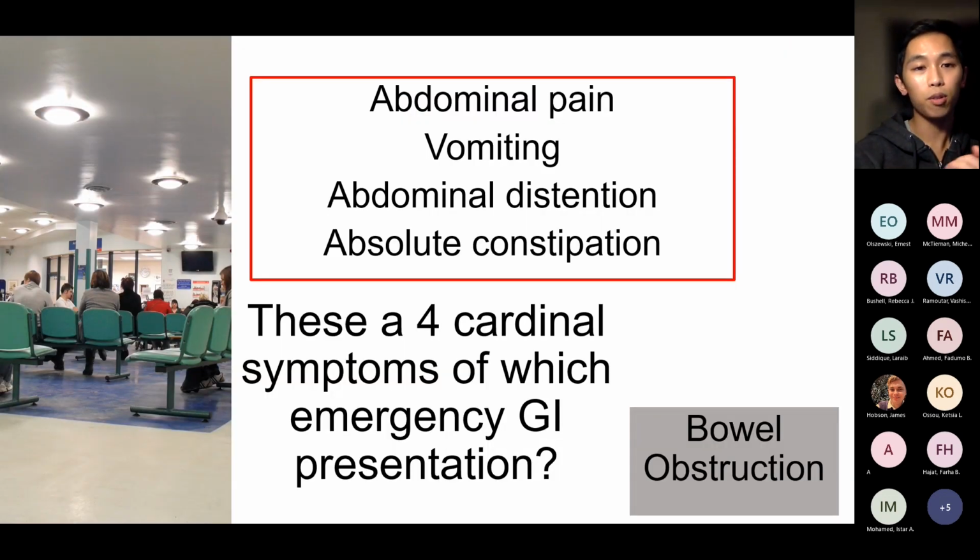So given these four symptoms, abdominal pain, vomiting, distension, and absolute constipation, what are these the cardinal signs of? Yep, that's right, bowel obstruction.